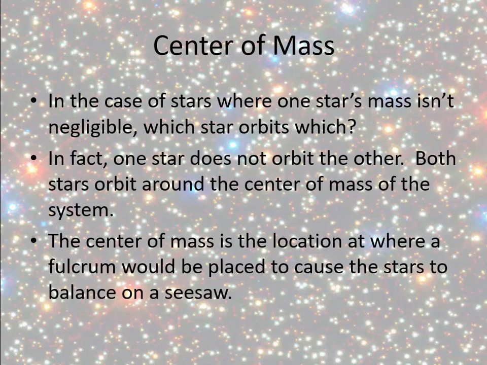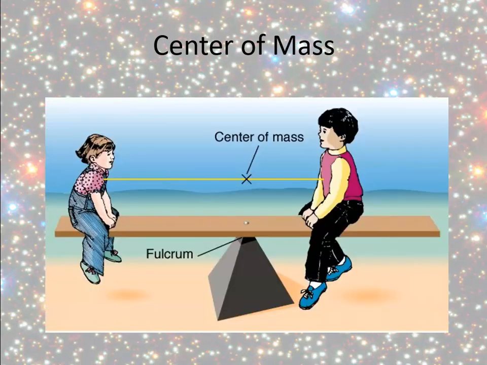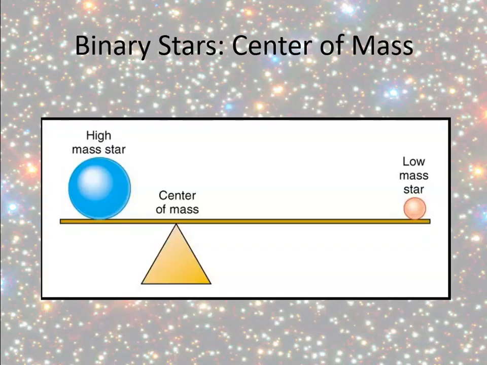And we've also discussed center of mass before as well, where you have two people balancing on opposite sides of a seesaw, but the one who's more massive needs to be closer to the center in order for the other one to have any fun. Now, where that pivot is, in order for them to balance, that is the location of the center of mass. Same thing works for stars.